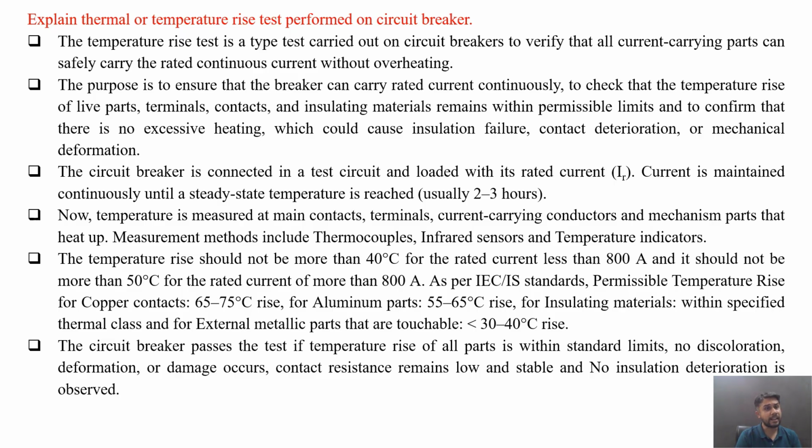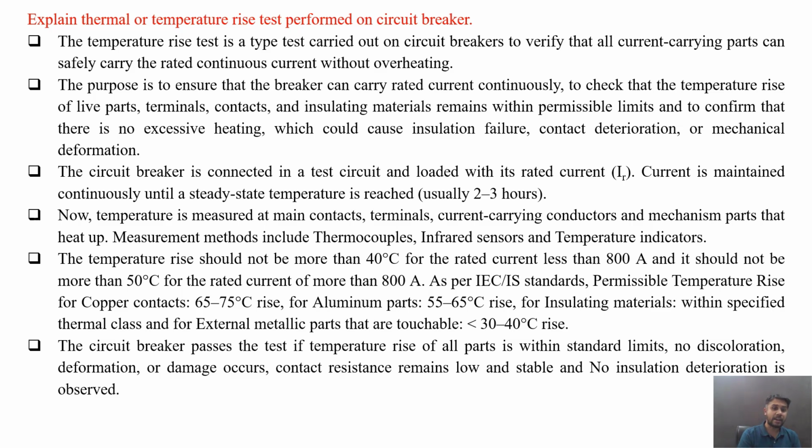As per IEC, that is International Electrotechnical Commission standards, or Indian Standard IS, the permissible temperature rise for copper contacts is from 65 to 75 degrees Celsius, for aluminum parts 55 to 65 degrees Celsius, and for insulating material within the specified thermal class, that is class Y, A, E, B, F, H, C, and for external metallic parts that are touchable, it should not be greater than 30 to 40 degrees Celsius rise.